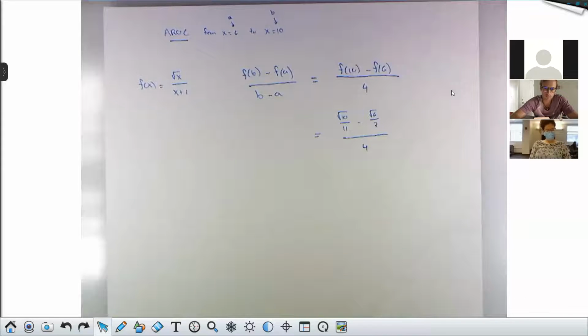Now, if we did want to clean this up, and we could, the steps would be like this. We would want to have a common denominator between these two terms up here.